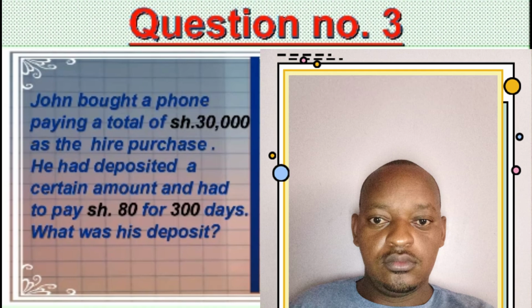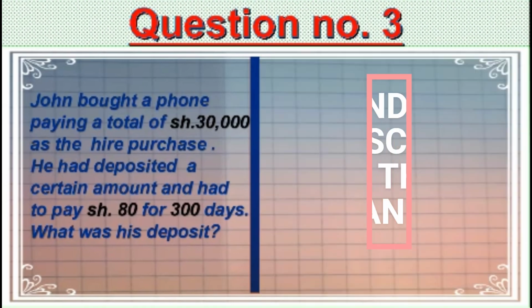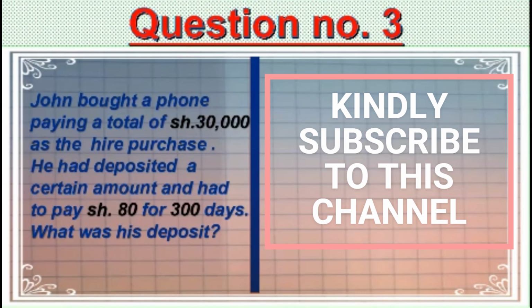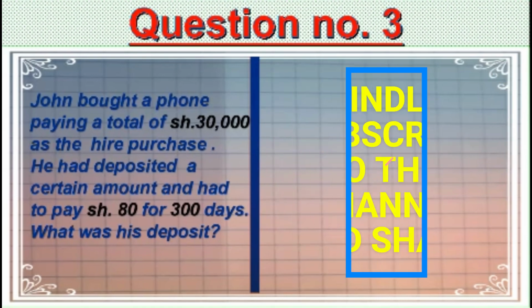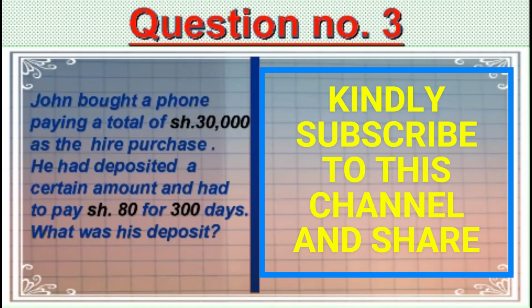All right. So John bought a phone paying a total of 30,000 shillings as the hire purchase price. He had deposited a certain amount and had to pay 80 shillings for 300 days. So each day, 80 shillings, for all 300 days. Almost a whole year. Now, what was his deposit? So what are we going to do?